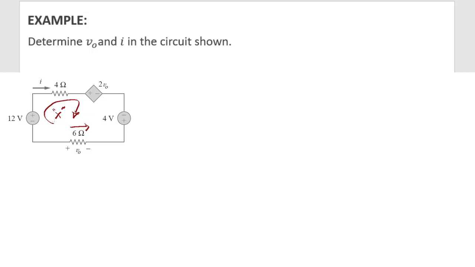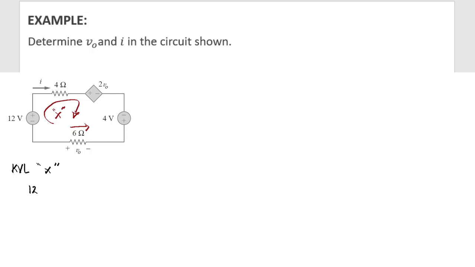So let's form the KVL equation. Our loop X passes through first the voltage source 12 volts. As you can see, our loop X enters the negative and leaves the positive. Therefore, that would be a positive 12. KVL at loop X would be a positive 12.